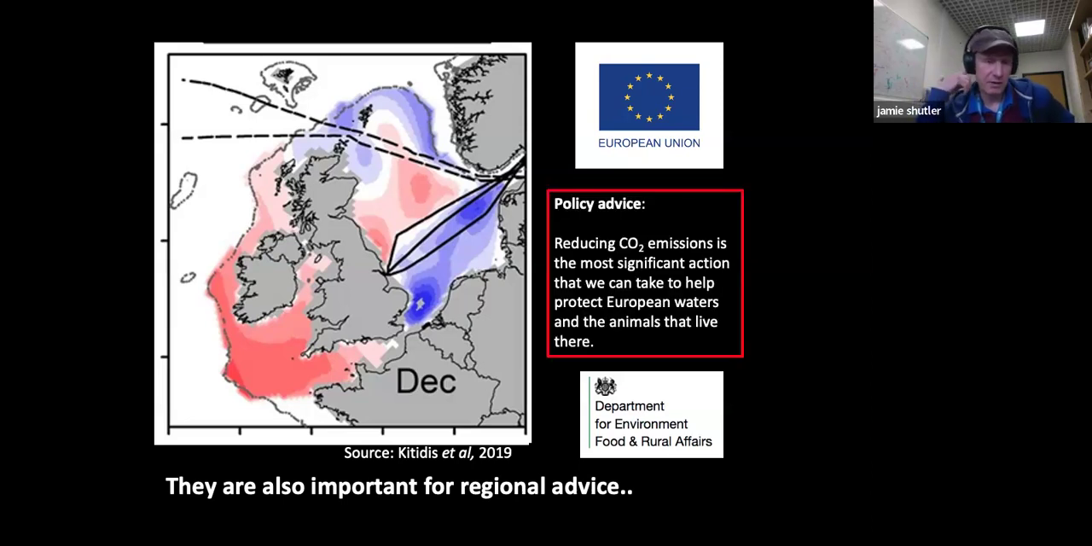And this led to policy advice highlighting that clearly the most important thing we can do for helping shelf seas was about reducing global emissions, and then the impacts of and the control of biology and nutrients going in the water is more of a secondary process, but also clearly important as well to ensure long-term health.